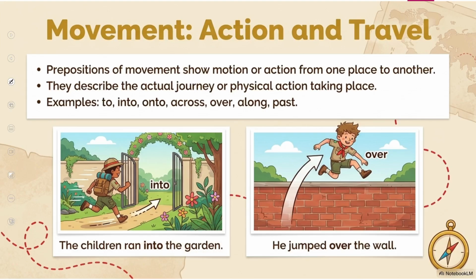Then we have third type, preposition of movement, which tell us about the movement of subject respective to the object. Preposition of movement show motion or action from one place to another. They describe the actual journey or physical action taking place. For example, the children ran into the garden. Here the word into is a preposition of movement. Similarly, if you look at the second picture, here the boy is jumping over the wall. He jumped over the wall. Over is showing the movement of the boy.